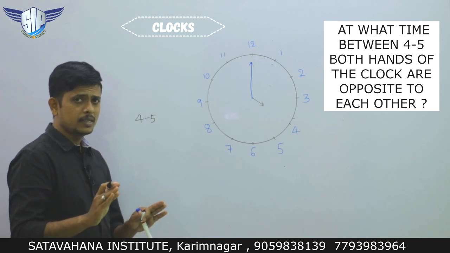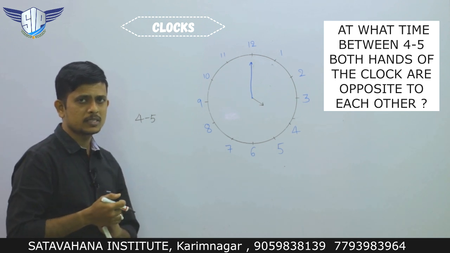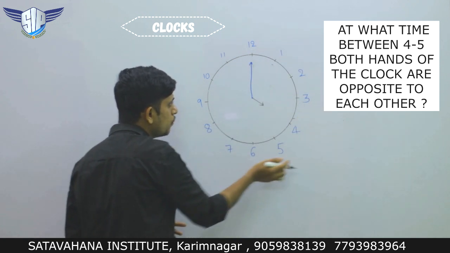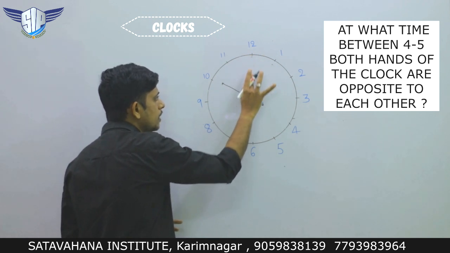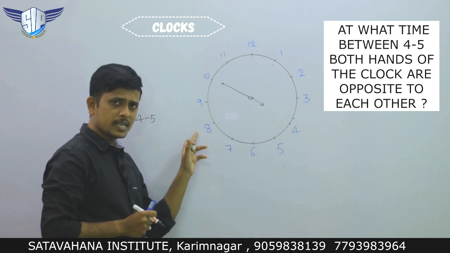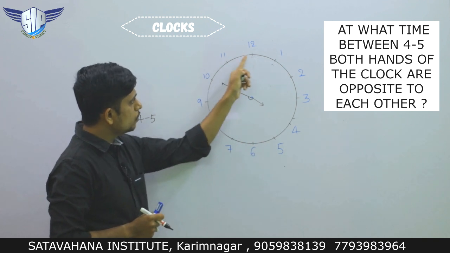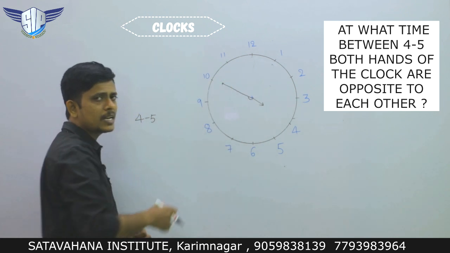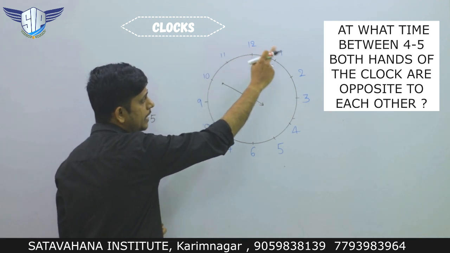To become opposite, the gap between the minute hand and the hour hand must be 6 parts. Therefore the hour hand is at 4 o'clock, and the minute hand must travel from 12 to 10 to become opposite to 4. Now see here, the gap between the hour hand and minute hand is 6 parts in the clockwise direction, and 6 parts in the anti-clockwise direction. 1 2 3 4 5 6, 1 2 3 4 5 6. Therefore at this position both hands are opposite to each other, so it will travel 50 minutes.